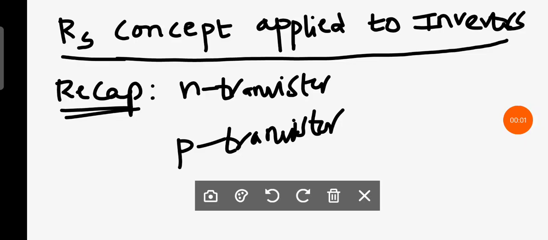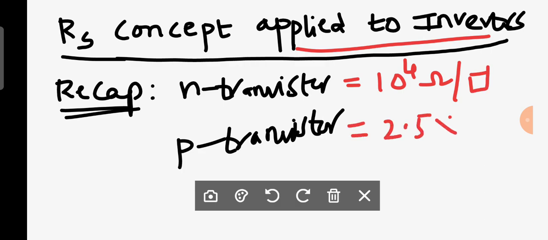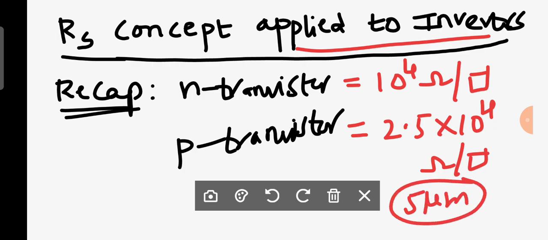Welcome back. In this class we are going to discuss the sheet resistance concept applied to inverters. Just to recap, we know that in an N transistor channel the sheet resistance value is 10 to the power of 4 ohm per square, and for a P transistor channel it is 2.5 into 10 to the power of 4 ohm per square. In which technology? 5 micrometer technology. Now I am going to use only this technology to discuss the sheet resistance concept applied to inverters.